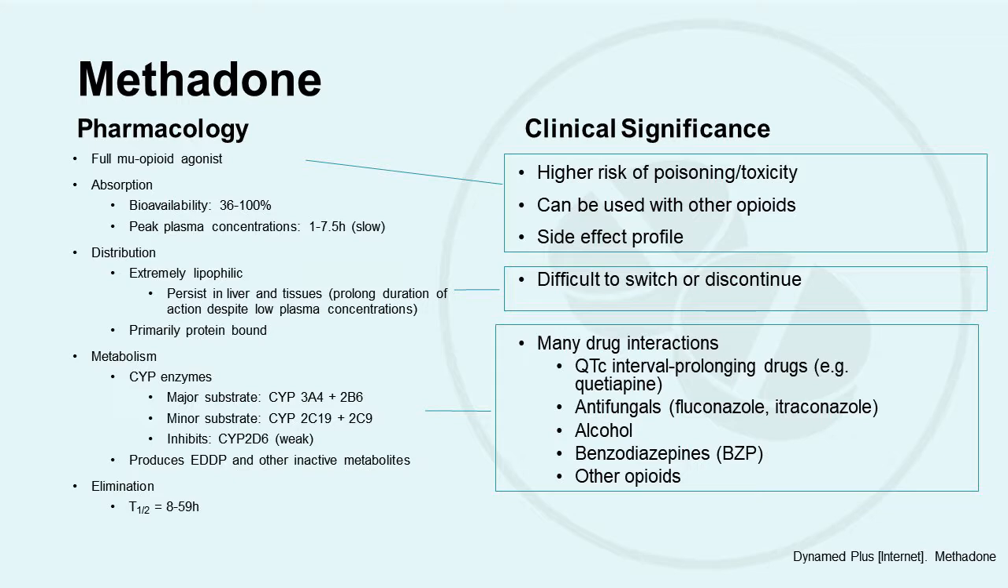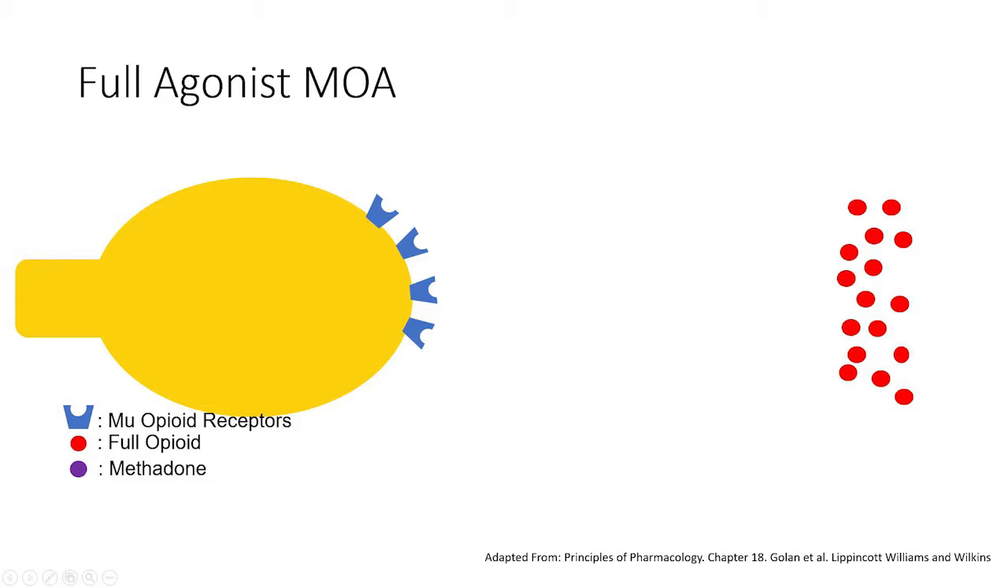There are, in addition, many drug interactions due to the metabolizing of the drug by CYP3A4 and 2B6 enzymes. Drugs that may have interactions with methadone due to the enzymes that metabolize both drugs are QTC prolonging drugs, benzodiazepines, antifungals, opioids, and alcohol. Because it is a full agonist, when methadone binds to mu opioid receptors, it fully activates the receptor.